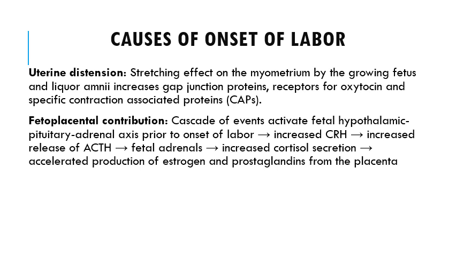Next is the fetoplacental contribution. A cascade of events takes place that activates the fetal hypothalamic pituitary adrenal axis just prior to the onset of labor. This results in increased level of corticotropin releasing hormone, which leads to increased release of ACTH, which activates the fetal adrenals, leading to secretion of cortisol, which in turn causes accelerated production of estrogen and prostaglandins from the placenta.